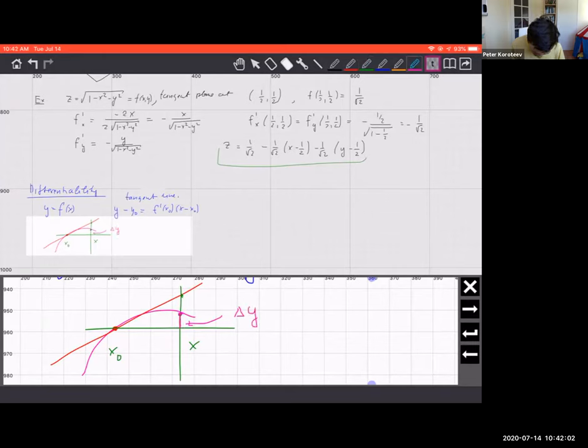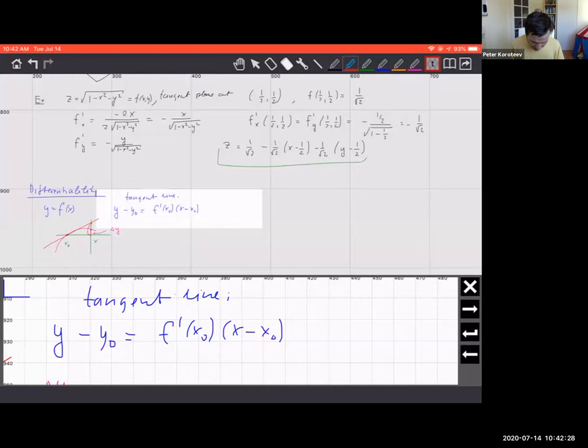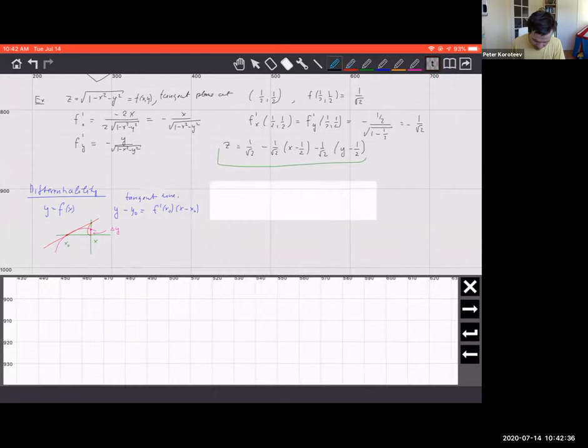It's this small vertical segment here, which of course is the farther away x is from x zero, the more it's different from this, right? From the difference between the segment which is calculated by the tangent line, right? So therefore, this equation, although it's true precisely for the tangent line, it's no longer true for the function itself, right? So for the function, you would write this.